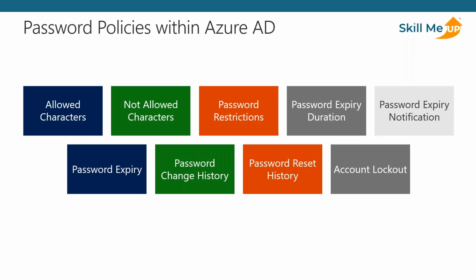You can define characters that are allowed, characters that are not allowed. There are password restrictions that we can define, as well as a password expiration duration. So that's the maximum password age. We can then do password expiry notifications, so users are notified of password expiration. Then of course we have password expiry, so choosing whether to allow passwords to never expire. You can view the password change history. You can obviously view the reset history, and then you can view if the account is actually locked out.